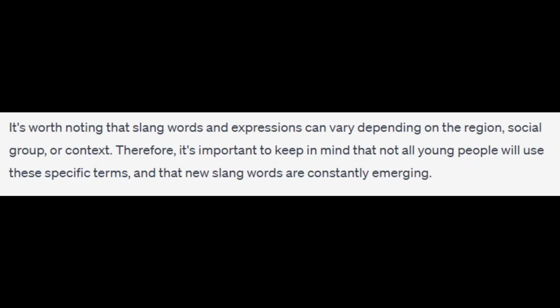It's worth noting that slang words and expressions can vary depending on the region, social group, or context. Therefore, it's important to keep in mind that not all young people will use these specific terms and that new slang words are constantly emerging.